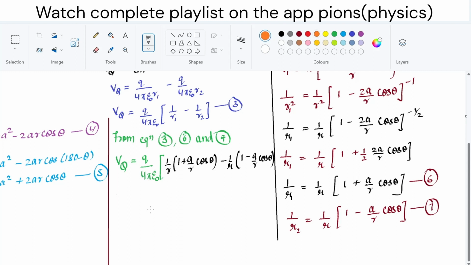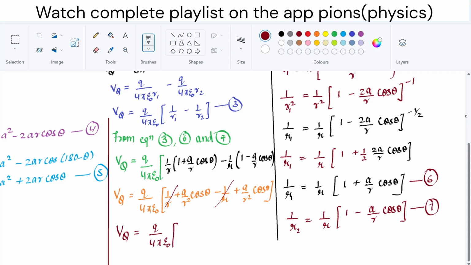Now let's simplify to get the final result. So potential at any point Q of the dipole will be Q by 4 pi epsilon naught. Let's expand it. 1 by R plus A by R square cos theta. Be very careful with the multiplication. Minus 1 by R and minus minus plus A by R square cos theta. Now let's cancel out the terms which are getting cancelled, 1 by R and 1 by R. And potential at Q will be equal to Q by 4 pi epsilon naught, and A cos theta by R square and A cos theta by R square, 2A cos theta by R square.